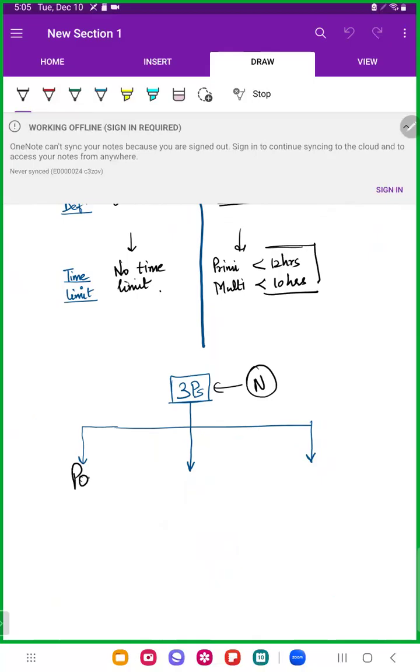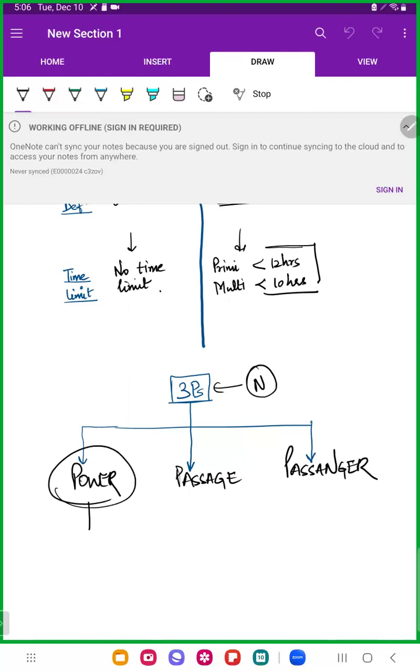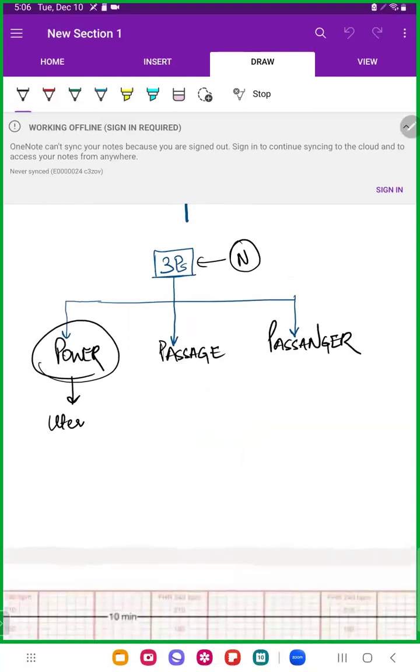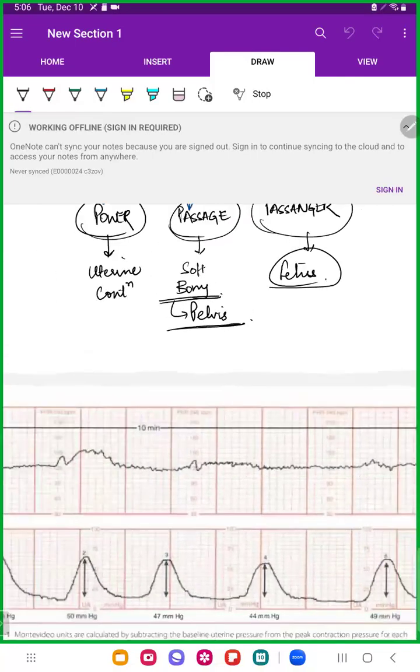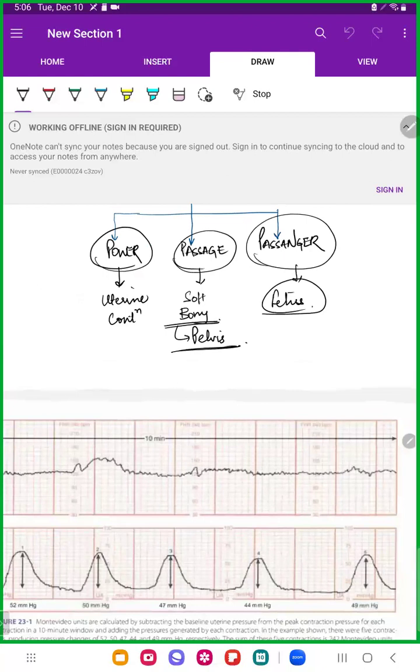The first one is power. The second one is passage. And the third is passenger. So what do you understand by all 3 points? Power. Power of what? Power of uterine contractions. Next is passage. What is the passage? There is soft tissue, there is hard tissue. So the bony structure, which is the pelvis, is the passage. Next is passenger. The passenger is the fetus. Now we'll briefly talk about each of them and then we'll come back to our topic.